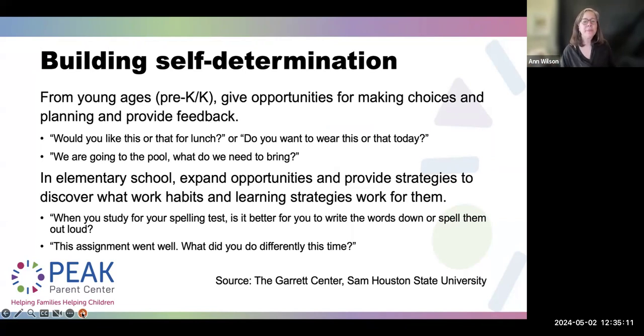What should we pack? In elementary school, expand opportunities and provide strategies to discover what work habits and learning strategies work for them. So even when you're studying for your spelling test, does it help to write the words down? Does it help to spell them out loud? Do you like flashcards? Does it help to have pictures? Just so they can really start developing an understanding of what helps their learning. And if something goes better one time, you can say, that assignment went well. What did you do differently this time?